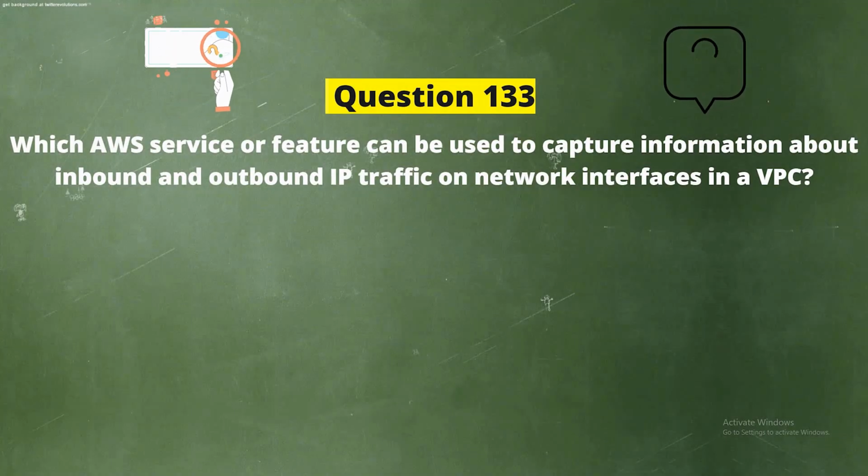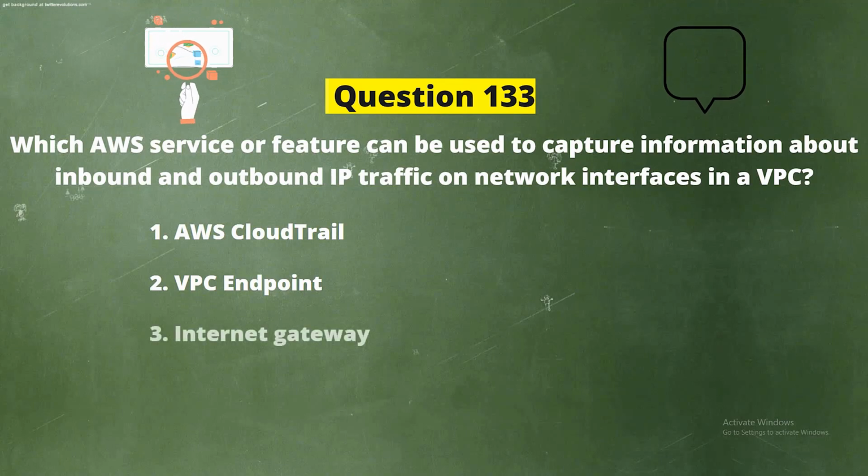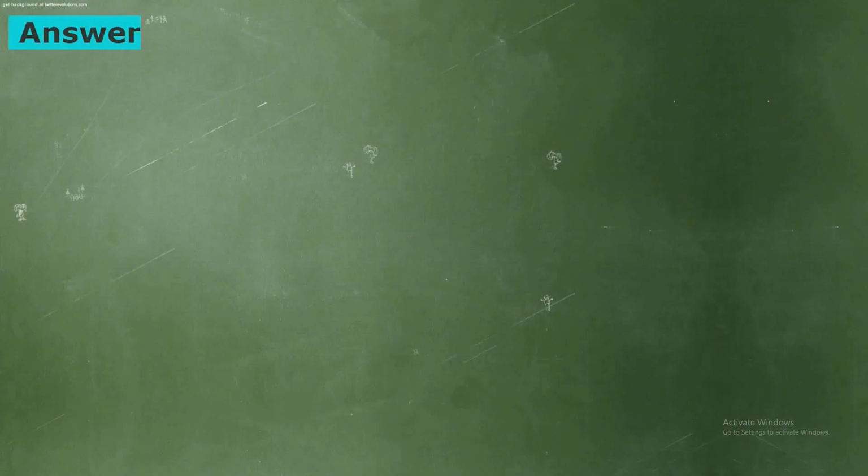Next question. Which AWS service or feature can be used to capture information about inbound and outbound IP traffic on network interfaces in a VPC? And the options are: Option 1. AWS CloudTrail. Option 2. VPC Endpoint. Option 3. Internet Gateway. Option 4. VPC Flow Logs. And the correct answer is Option 4.